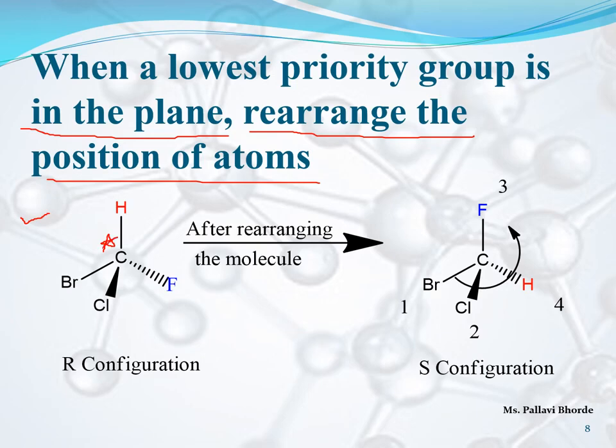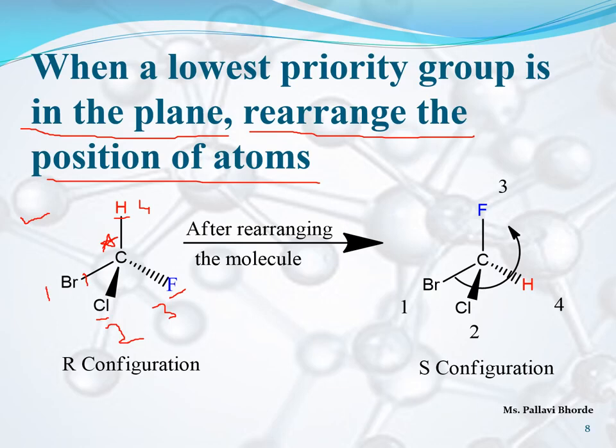What are the four different groups attached? These are hydrogen, bromine, chlorine and fluorine. These are the four different groups attached. What is the priority order? This bromine is the first priority group, then chlorine, then fluorine and hydrogen. So these four numbers we have written. Bromine is having first priority, chlorine second, fluorine third and hydrogen is the fourth priority group.